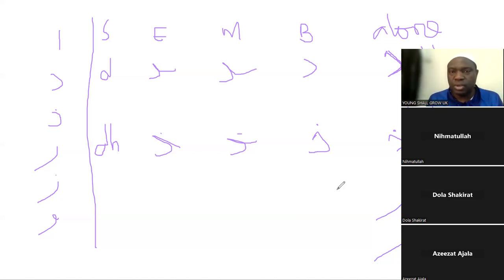Ra, also at the beginning, you see it on its own. When you are joining in the middle, it's going to be this, and at the end, it's going to be that. And it sounds.